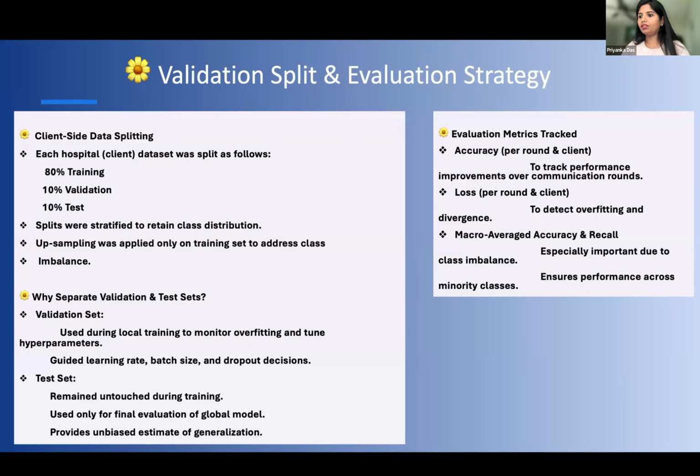The validation and test sets remained untouched to ensure fair evaluation. In terms of evaluation metrics, I tracked accuracy and loss per round per client to observe learning progression and detect any overfitting or divergence. And also macro averaged accuracy, which is especially important due to the heavy class imbalance. This ensured performance was strong not only on the majority class, but also on the rare skin lesion types.